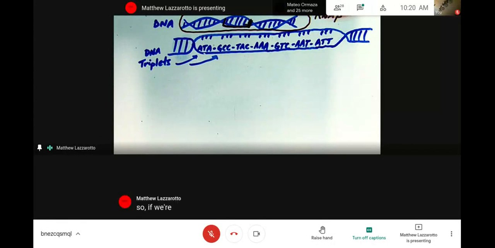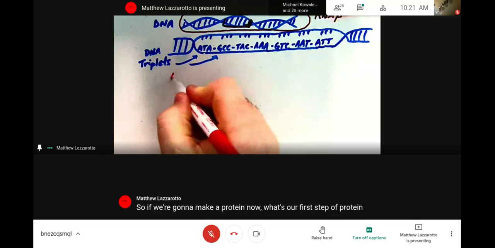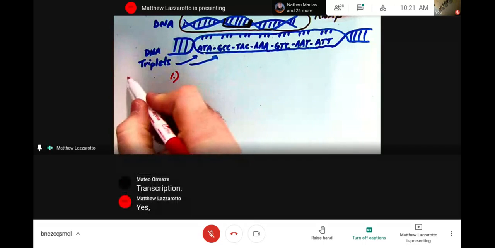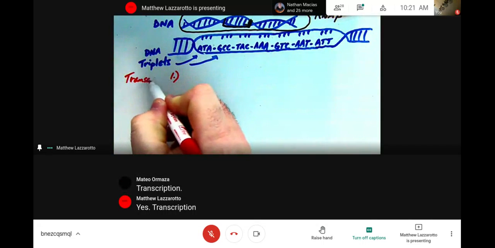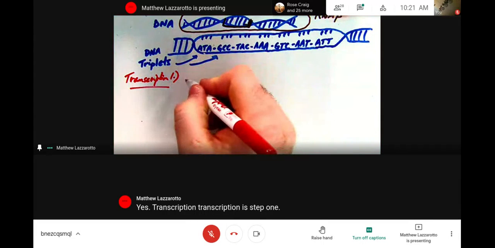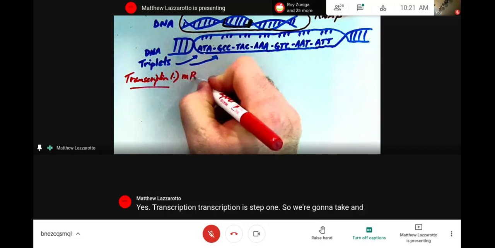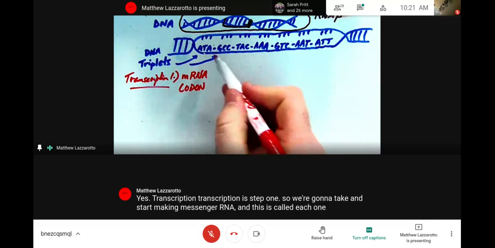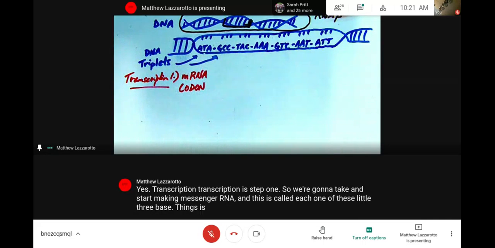So if we're going to make a protein now, what's our first step of protein synthesis? What's step 1? What's it called? Somebody yell it out. Transcription. Yes, transcription. Transcription is step 1. So we're going to start making messenger RNA, and each one of these little 3-base things is called a codon.